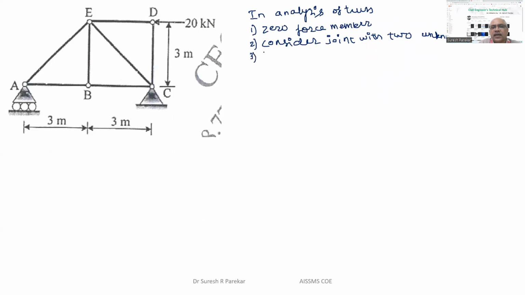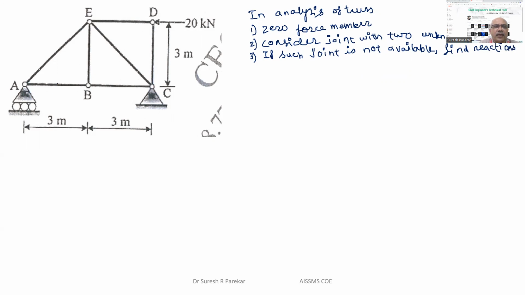And if such a joint is not available, then we have to find the reactions. So now we will see one by one.